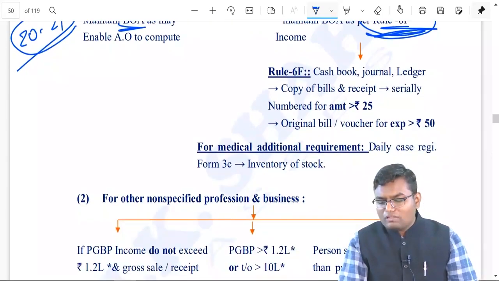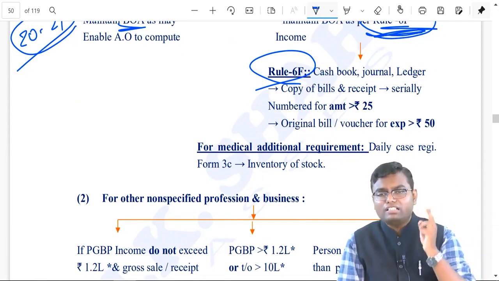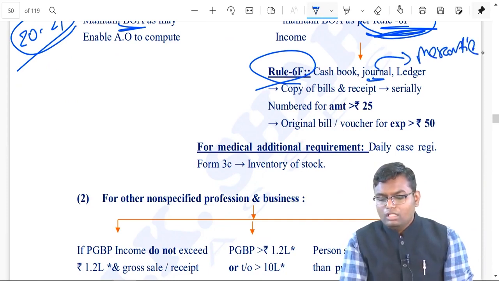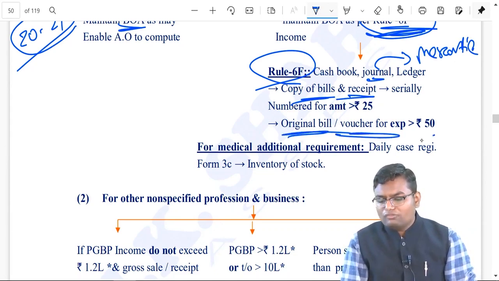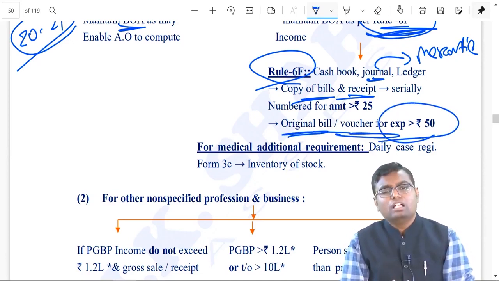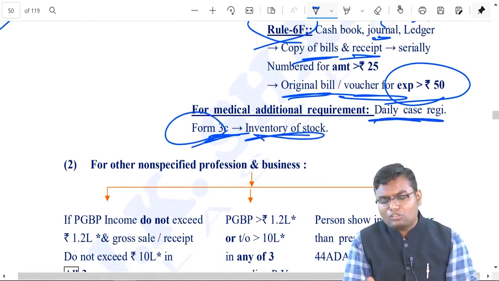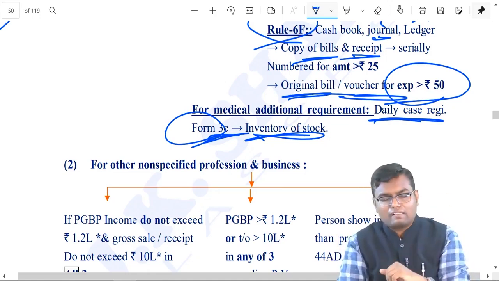Now what specific books do I have to maintain compulsorily as per rule 6F? Cash book, journal, register, ledger. Journal is to be maintained only if you are following the mercantile system. Copies of bills and receipts for which the amount is more than 25, those bills only. Original expense vouchers for which expenditure is more than 50. And if you are from medical, the additional requirement will be to maintain the stock register and daily case register in form 3C. So daily case register in form 3C and stock inventory, those things are also to be maintained along with all other things which we discussed.